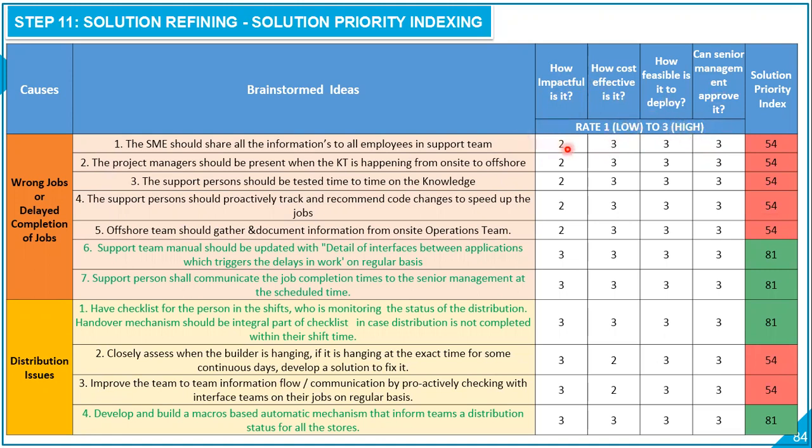Likewise, the team carried out this solution refining, or solution priority indexing, exercise. Based on that, each and every solution got its own solution priority index, right? The higher the solution priority index, the higher the potential of implementing that solution, because it is a highly prioritized, highly potential solution. This is what you carried out with the team over the next couple of hours.